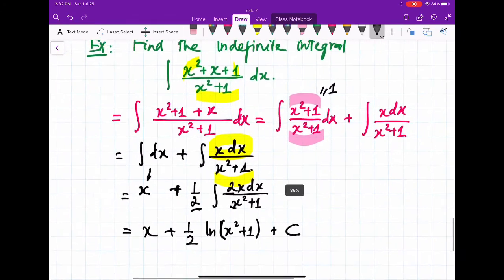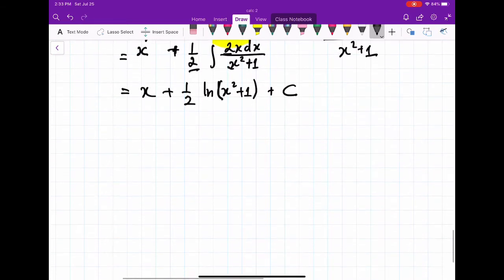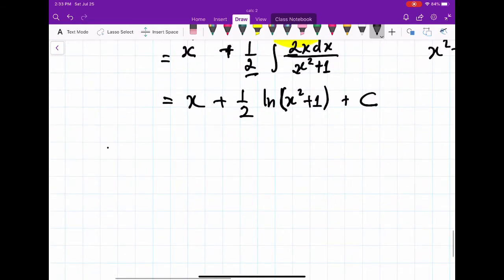It's just very short, and I think the function is not very difficult. But in case you have something like x cubed plus x plus 1 over x squared plus x, you may need to do long division.